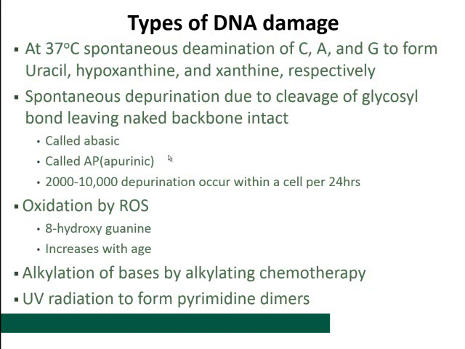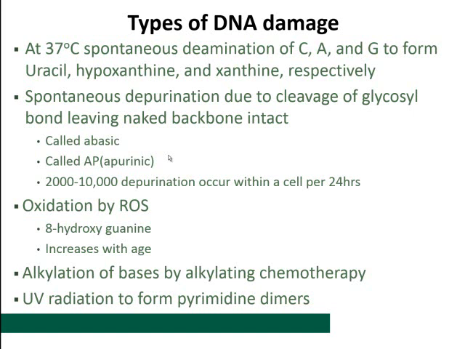The third type of DNA alteration is alkylation of bases by alkylating chemotherapy. When you treat a patient with chemotherapy, the chemotherapeutic agent is meant to interfere with the DNA. Alkylating agents alkylate the DNA to prevent it from being replicated in rapidly dividing cancer cells, and so those cells will die. But the problem is that it also has an effect on rapidly dividing normal cells, so alkylation of bases in normal cells can occur.